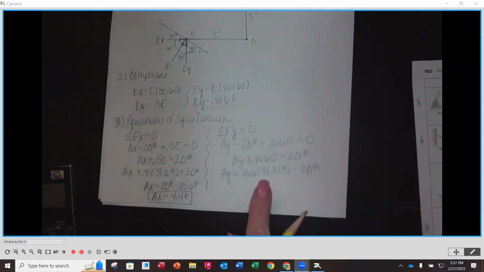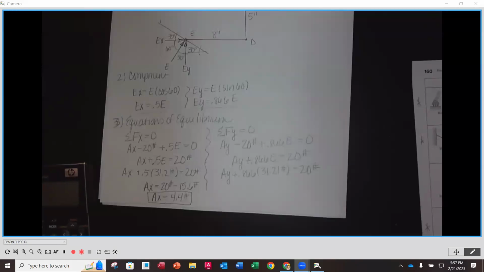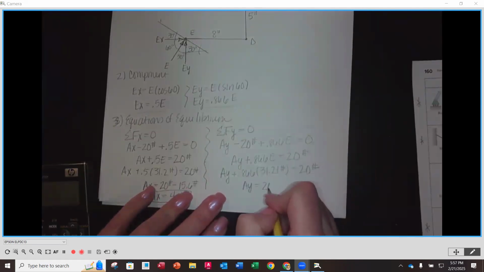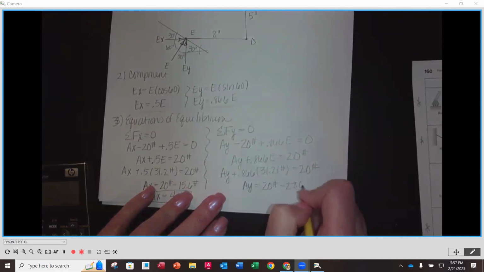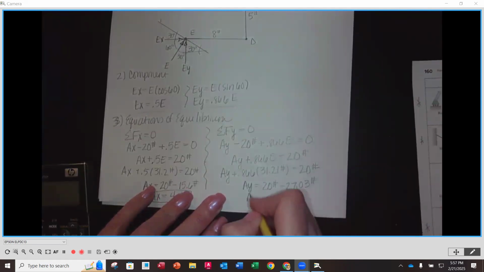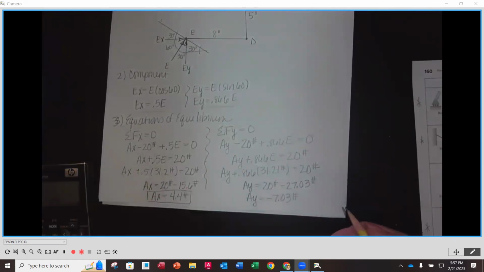So if we multiply that out, this is going to be 27.027. So I'm going to say AY, now this is positive on this side, so I'm going to have 20 pounds minus 27.03 pounds. So my AY is going to be a negative 7.03 pounds. That means something to us. What that means is we assumed the incorrect direction.